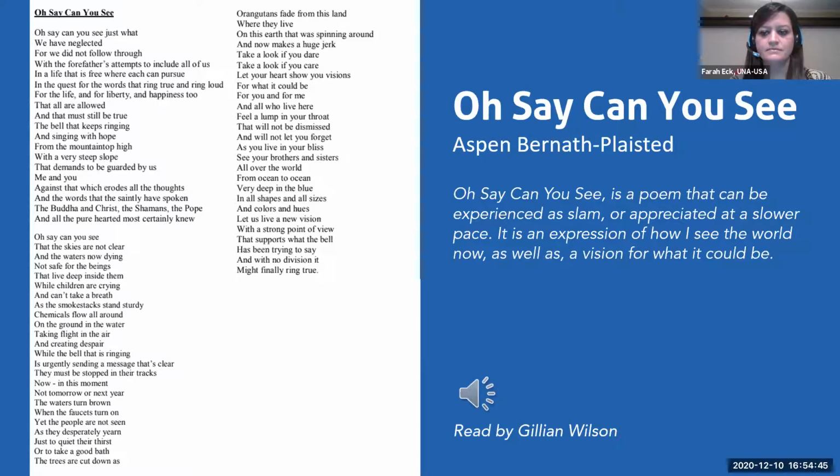Oh, say can you see that the skies are not clear, and the waters now dying, not safe for the beings that live deep inside them, while children are crying and can't take a breath. As the smokestack stands sturdy, chemicals flow all around, on the ground and the water, taking flight in the air and creating despair. While the bell that is ringing is urgently sending a message that's clear. They must be stopped in their tracks, now, in this moment, not tomorrow or next year. The waters turn brown when the faucets turn on, yet the people are not seen, as they desperately yearn just to quiet their thirst, or to take a good bath.